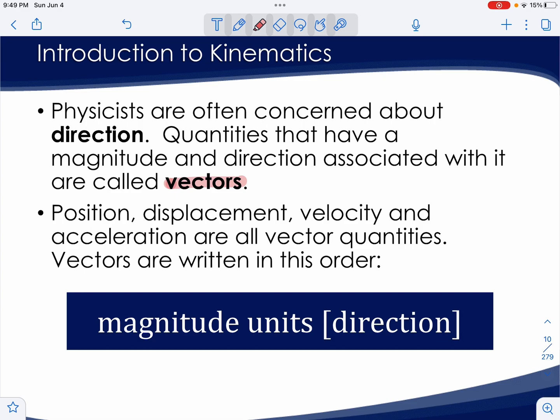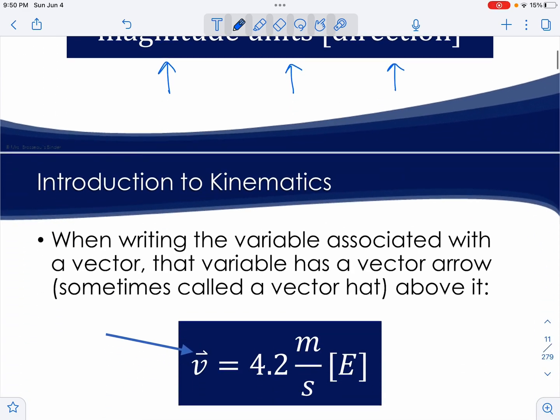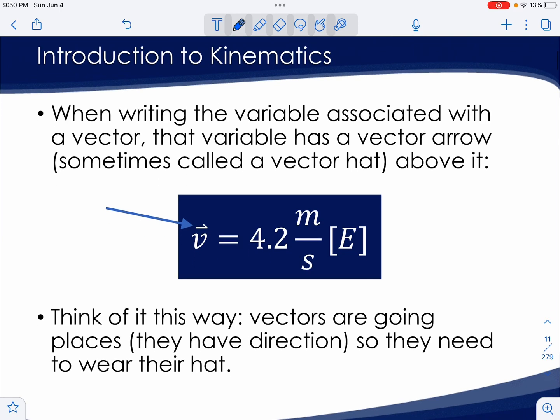Now, when you're writing a vector quantity, you're going to first write the magnitude of that vector, then you say the unit of that vector, and then you write the direction, and there's an example on the next page. So when writing the variable associated with a vector, that variable has a vector arrow, sometimes called a vector hat, above it. So for example, velocity is one of our examples of a vector, okay? So if we have V for velocity, that has a little hat on top of it.